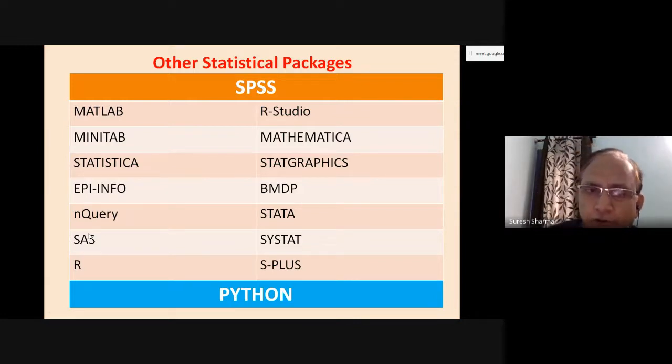R and RStudio are free software, right? And people are using these because they are open source. Mathematica is used by people who want to do integration or differentiation, etc.